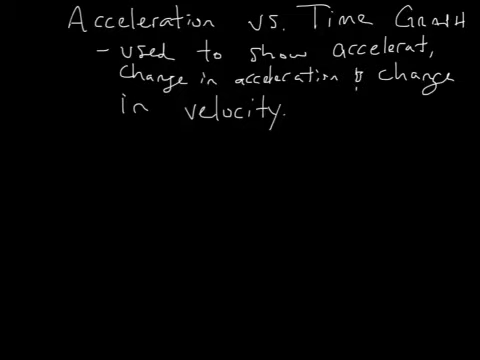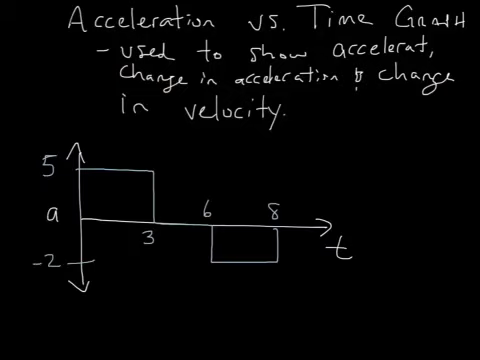Okay, for our acceleration versus time graph, this could be used to show acceleration, change in acceleration, and change in velocity. All right, again, we're not going to worry about this change in acceleration for our class because the accelerations are always going to be constant, but essentially the slope of this would be the change in acceleration divided by the change in time, or the rate of change of acceleration. Okay? Again, we're going to use constant accelerations in our class.